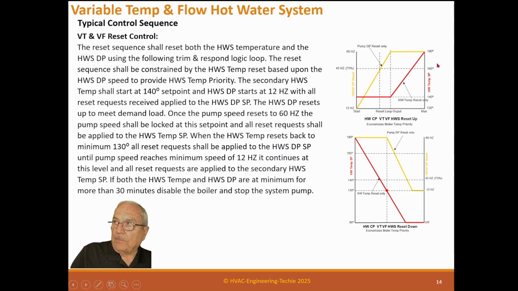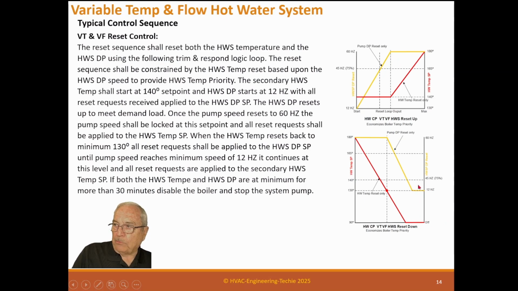So we're up here, right at this point, and as we start to get negative change requests that we want it to go down, we leave the pump high and we let the system set point go down to this point right here, that 130 degrees. At 130 degrees, we'll let the resets do both. So now it's going to start lowering the pump, and continue to lower the temperature. Once the pump's down to 12 Hertz, it will continue down to minimum, which is 90 degrees, and then the pump will go down to 12 Hertz.